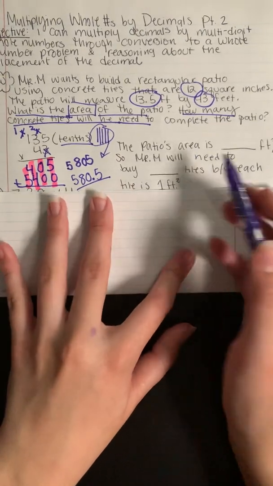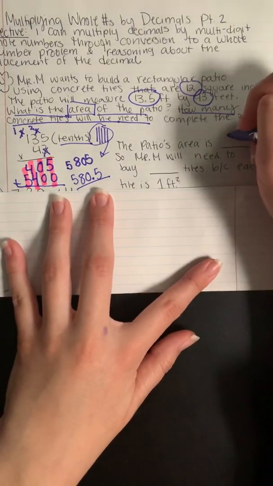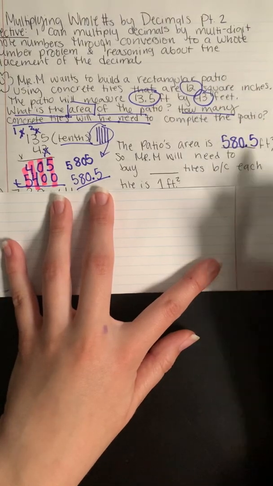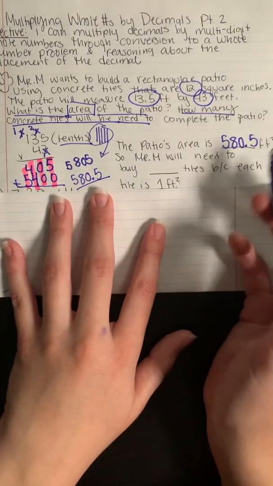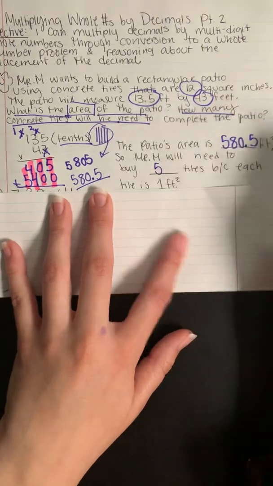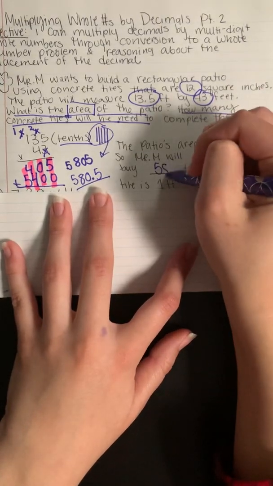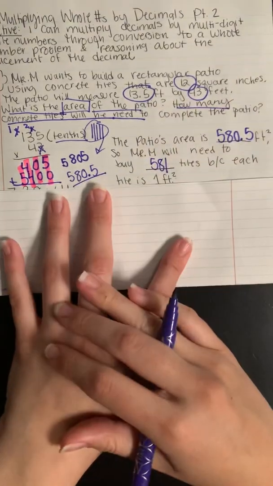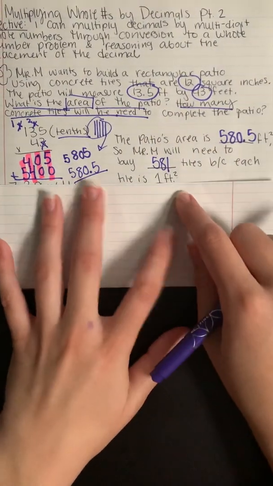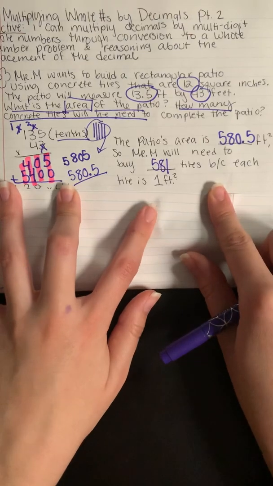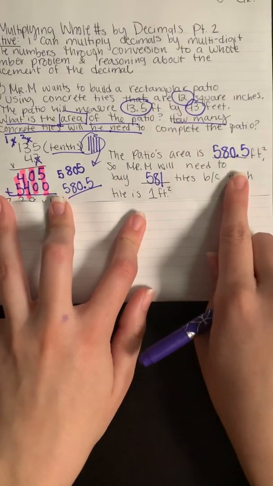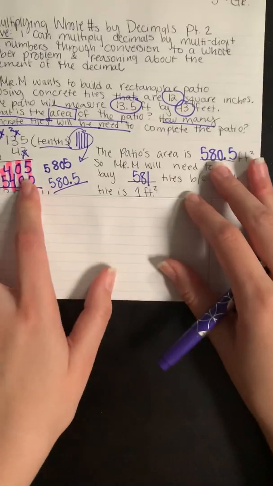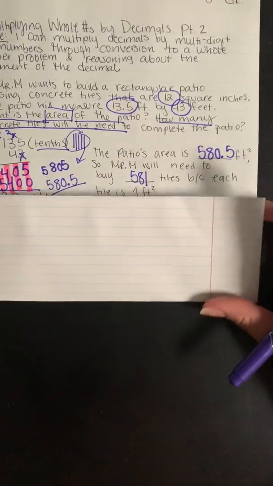Okay, so the patio's area is 580.5 feet squared. So Mr. M will need to buy 580 or 581 tiles. Think about it. 581 tiles, because each tile is 1 square foot. If he bought 580 tiles, he would be 0.5 of 1 foot short. So he needs to buy a little tiny bit extra.